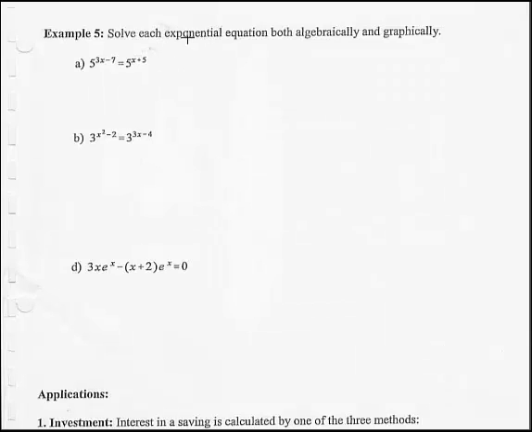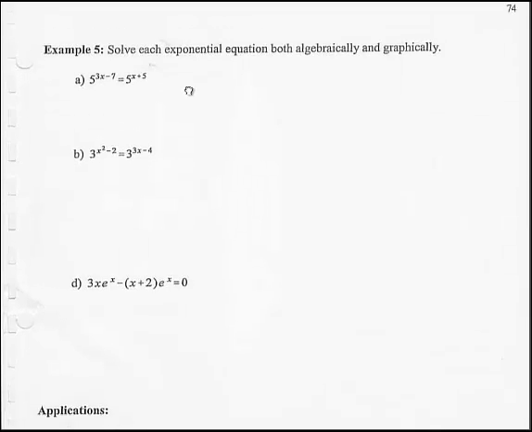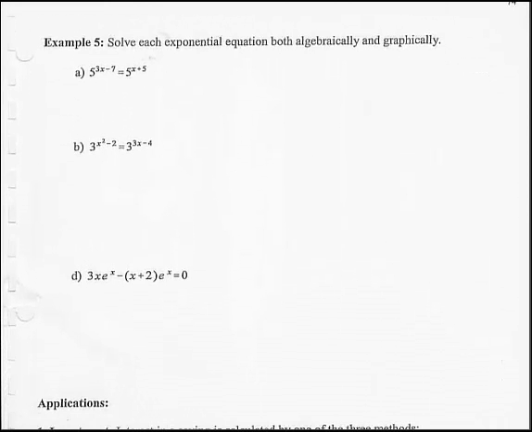So example 5 says solve each exponential equation both algebraically and graphically. Alright, from property 6 above, and I'll double check that and make sure, yep, it's property 6. It says that if the bases are the same, then we just set the exponents equal. So we have an expression for this exponent, 3x minus 7, and that must be equal to x plus 5. And pretty simple to solve in this case.